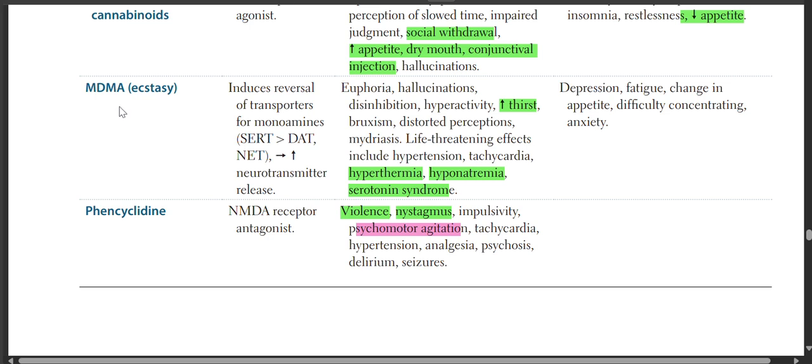Next, we have MDMA and PCP. Both of these are medications, usually tablets. And remember that MDMA works similar to methamphetamines, where it increases the neurotransmitter release. However, for PCP, this is a very unique receptor action, which is that it works as an NMDA receptor antagonist. So this here is the most important thing to remember, along with the violence and nystagmus.